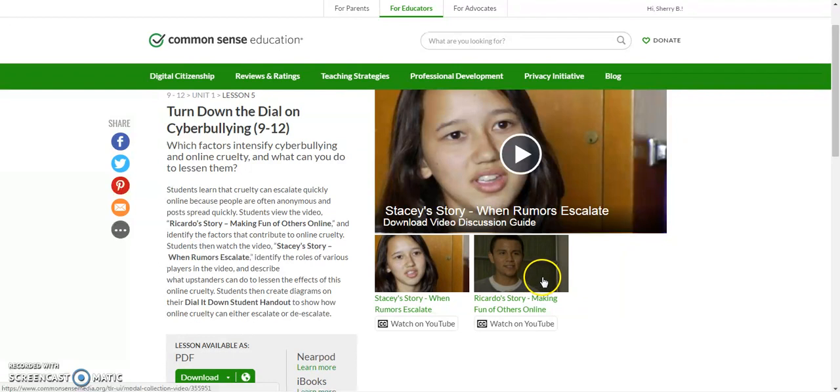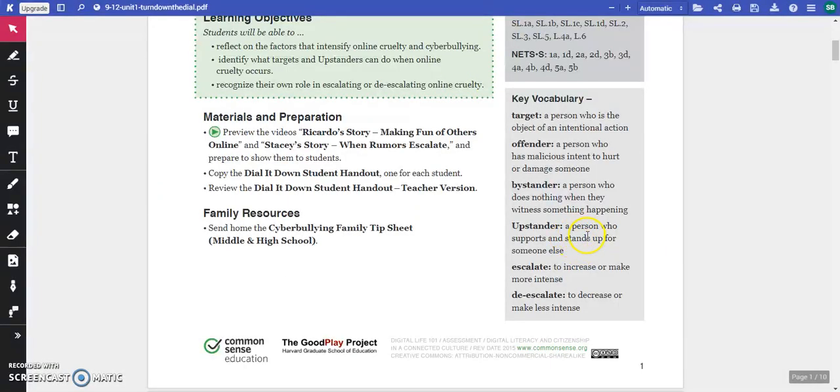After watching Ricardo's story, students then watch Stacy's story, When Rumors Escalate, which is an account of a 15-year-old who experienced cyberbullying herself and threats after making a comment on a photo on social media. After watching the video, students identify the roles of the individuals in the video using the vocabulary related to cyberbullying and describe those identified as upstanders, which we see defined here as a person who supports and stands up for someone else. What upstanders can do to lessen the effects of online cruelty.